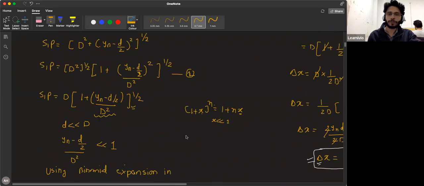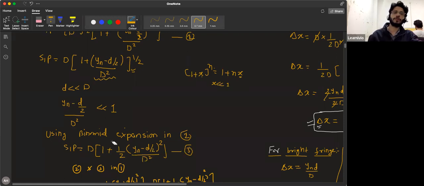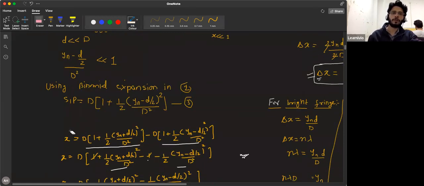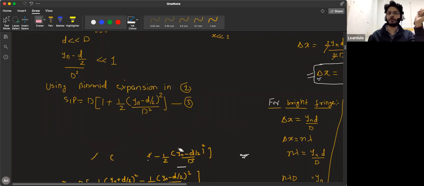So if you use binomial expansion in equation number 2, then you will get S1P is equal to D times 1 plus, instead of n, you are using this half, so half times (y minus d by 2) whole square divided by d square. Let's call this equation 3. So this is S1P. We have converted S1P, the path difference, in terms of small d, capital D, and Yn. Yn is the separation of the fringe from the central maxima.